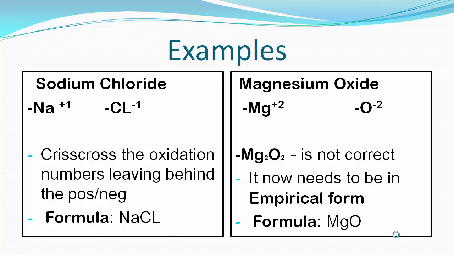When we talk about ionic, that ionic isn't a molecule. A molecule only happens between two non-metals. So ionic, which is what we're talking about, because magnesium is a metal and oxygen is a non-metal, has to be in the empirical form. So they're both divisible by 2. So divide them by 2, and then the formula is MgO.